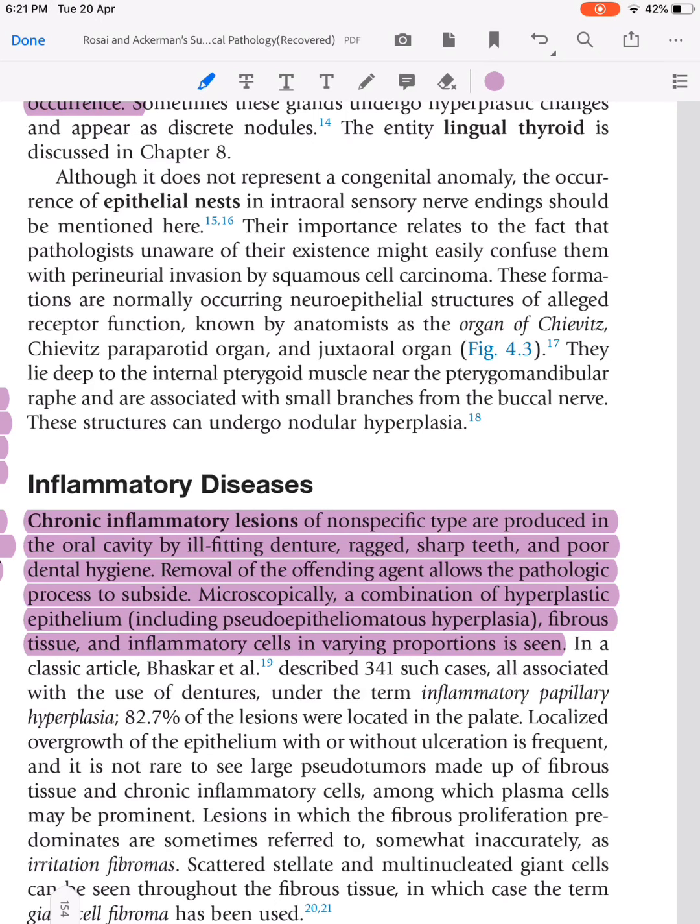Microscopically, there is a combination of hyperplastic epithelium, including pseudoepitheliomatous hyperplasia. Fibrous tissue and inflammatory cells in varying proportions are seen.